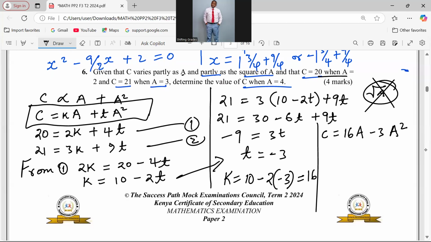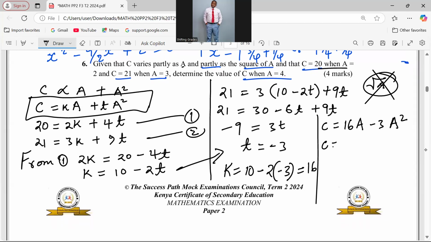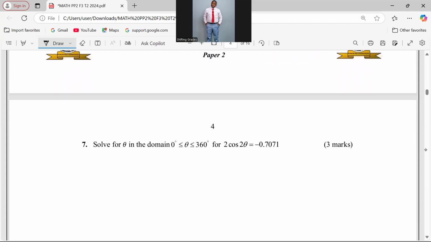Determine the value of C when A is 4. C equals 16 into 4 minus 3 into 4 squared. So the value of C now is 16 into 4 minus 3 into 4 squared, which is 16. I'm getting exactly 16. So that is how you're supposed to answer a question like number 6, which is very simple.